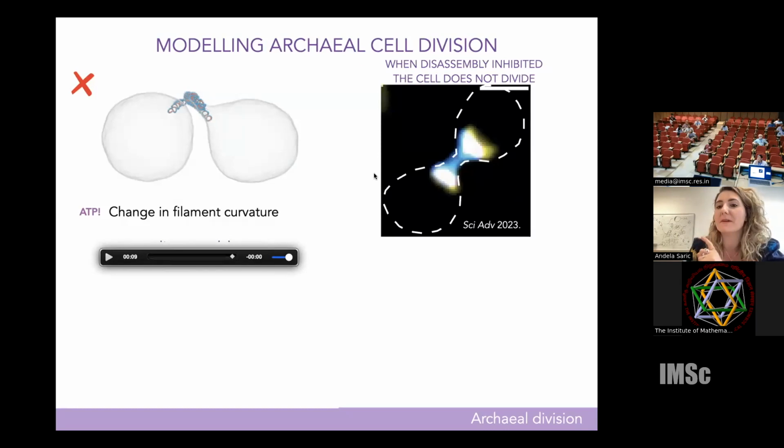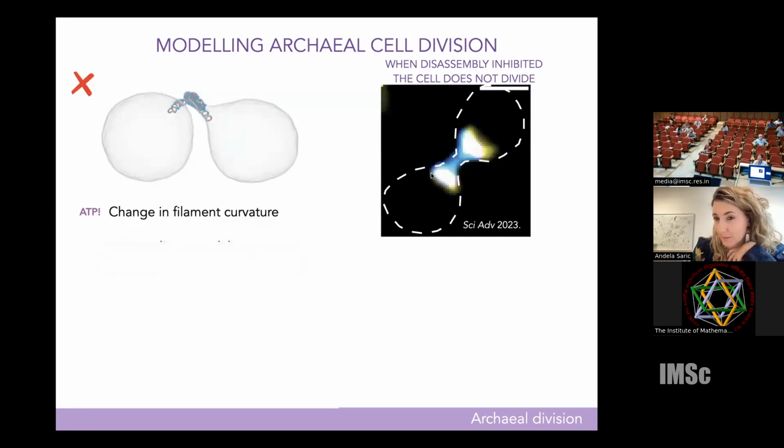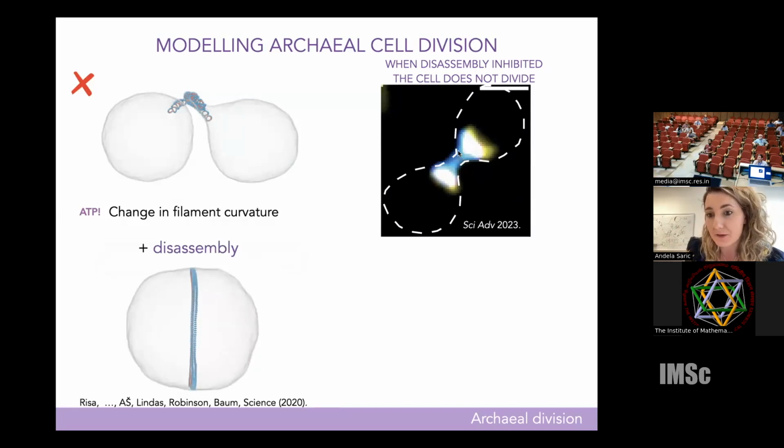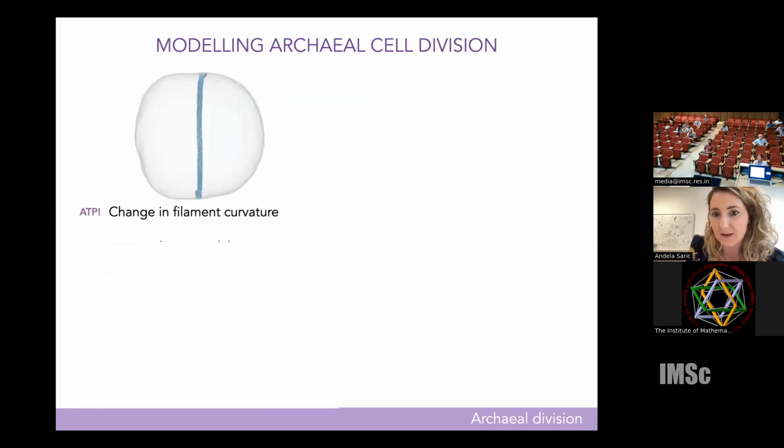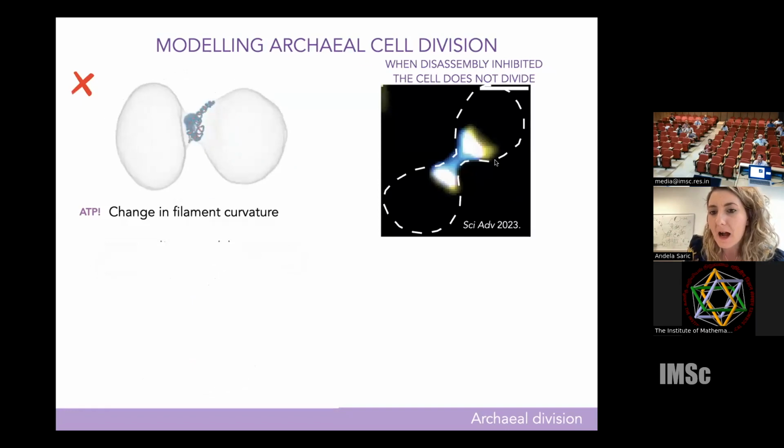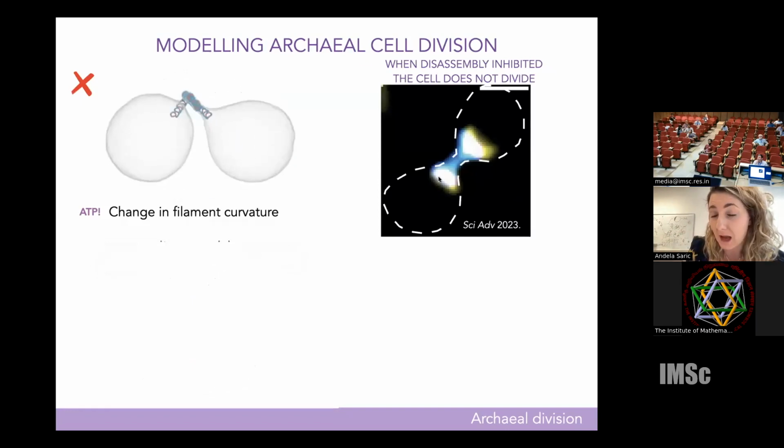And when we stop disassembly in the cell, you see that the cell doesn't divide because the filaments stay there, glue the two cells together, and you very nicely see the two filaments separating by the curvature. So the blue one is constricting in the middle, and the one that has larger radius of curvature is on the outside. So it sort of supports the hypothesis of two filaments with different curvatures.